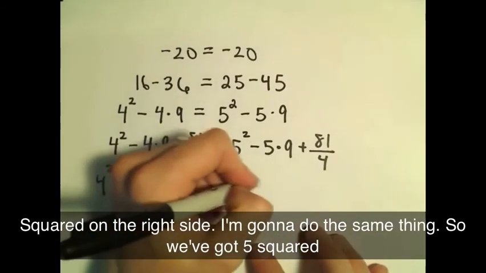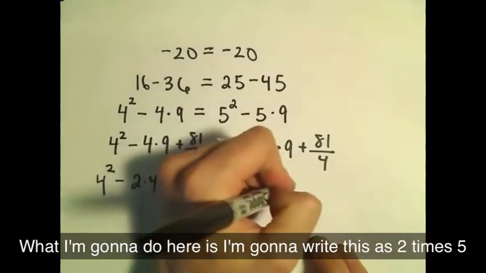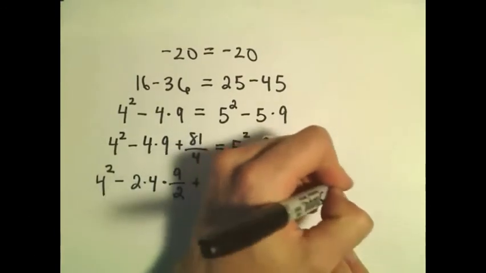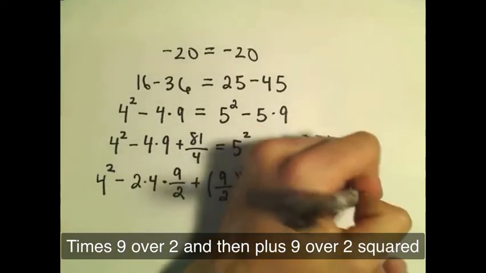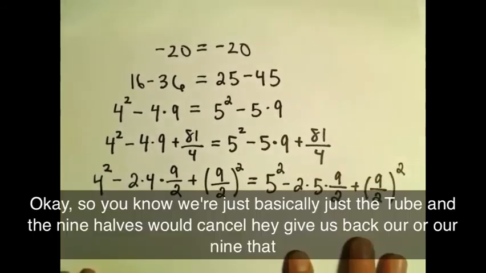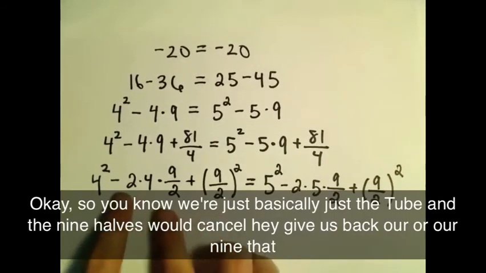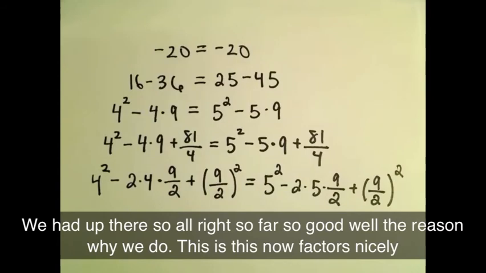On the right side, I'm going to do the same thing. So we've got 5 squared. What I'm going to do here is write this as 2 times 5 times 9 over 2, and then plus 9 over 2 squared. Okay, so basically the 2 and the 9 halves would cancel, and give us back our 9 that we had up there. So, alright, so far so good.